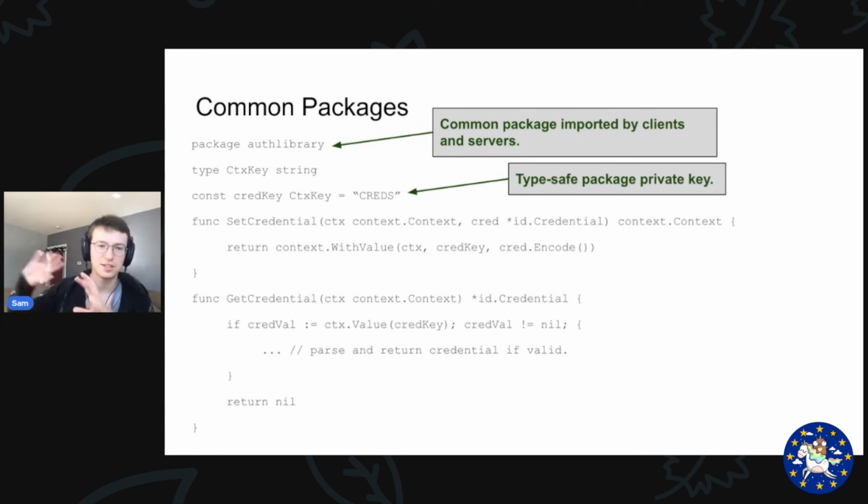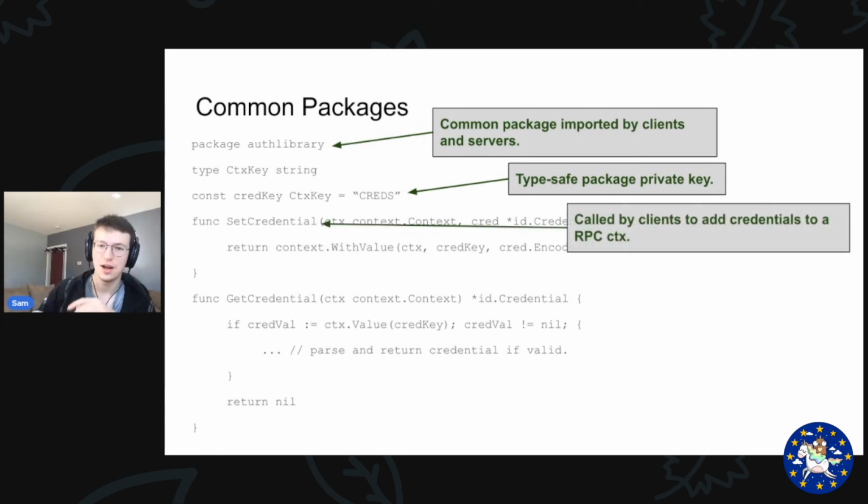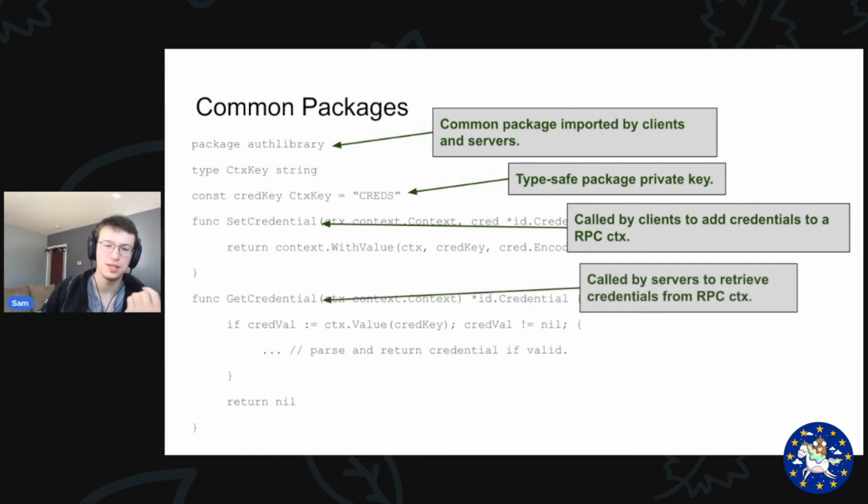You don't really make mistakes copying and pasting around key objects. And the set credentials can be called by clients to attach their credentials, and the get credentials can be called by servers wishing to read out those credentials. And the clients and servers don't really have to care about the implementation or how they're baked into the context object. They just know that it'll work, essentially. They can pass their thing and they know they can retrieve it later.